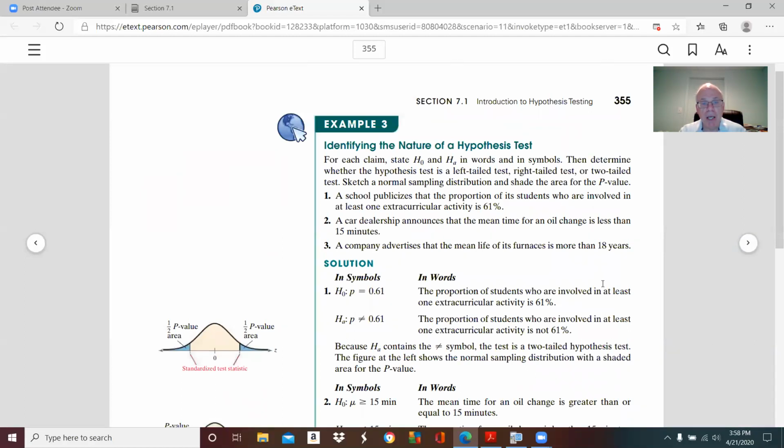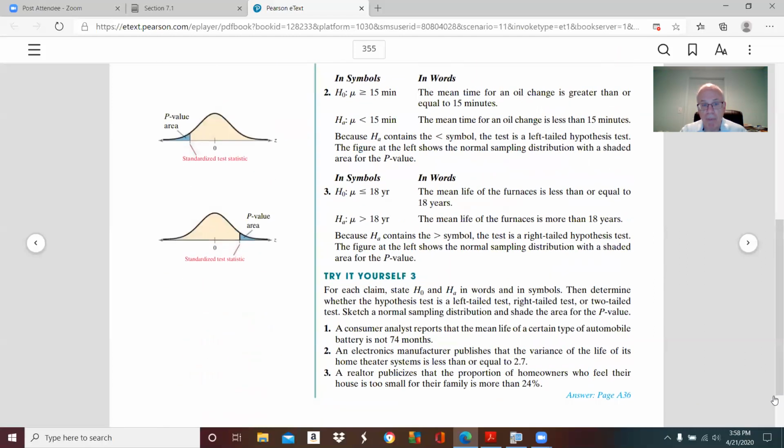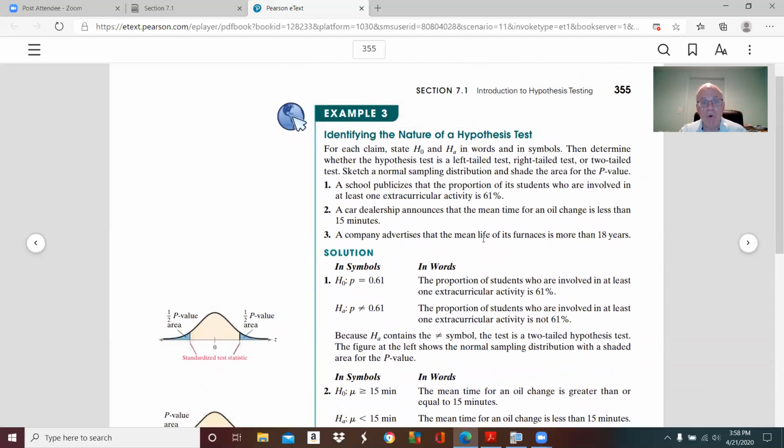So, identifying the nature of a hypothesis test. All right. So we're going to do a couple of examples here. For number 1, a school publicizes that the proportion of its students who are involved in at least one extracurricular activity is 61%. Well, that says equal to, which is the null hypothesis. Equal to is one of those choices for the null. That means the complement, the alternative, must be not equal to. Since the alternative is not equal to, we're going to do a two-tail test.